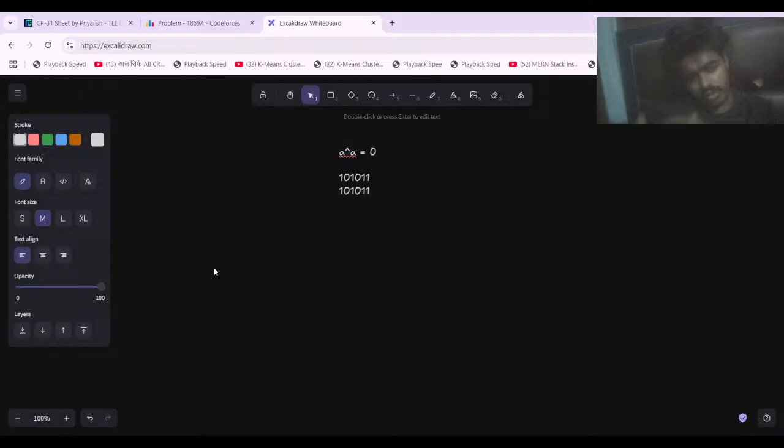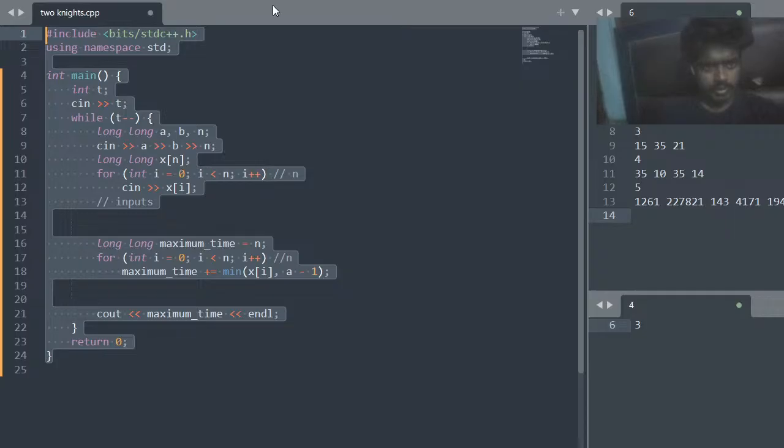Let's try to visualize now. I hope this argument is clear. Now we would like to code, and you will understand better from the coding section. So we open the Sublime code.